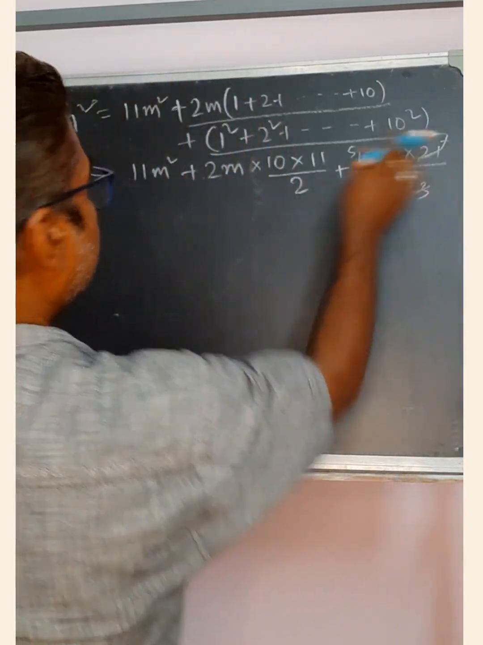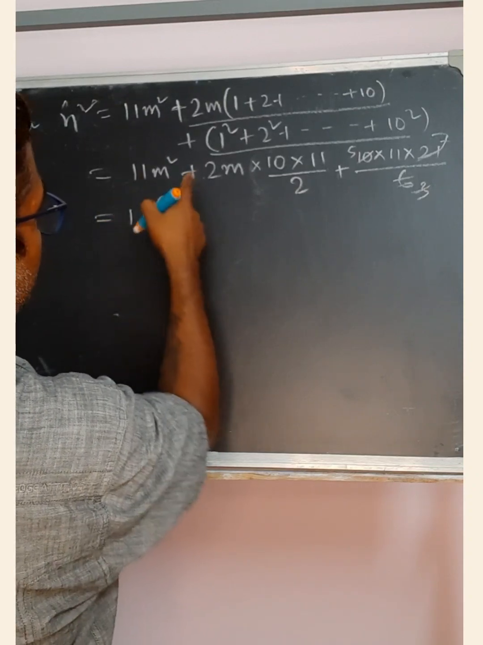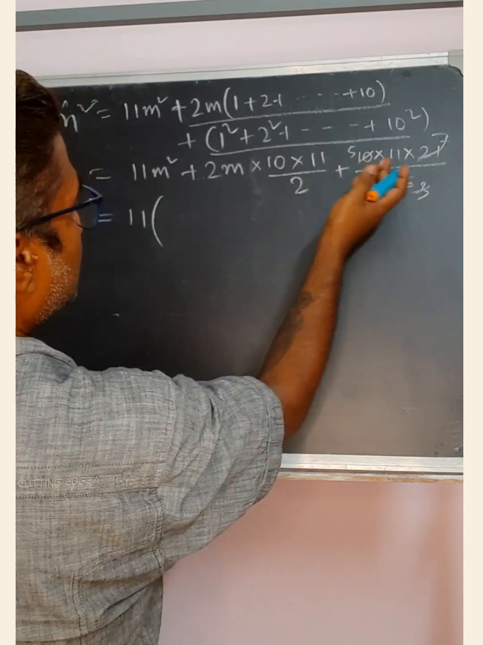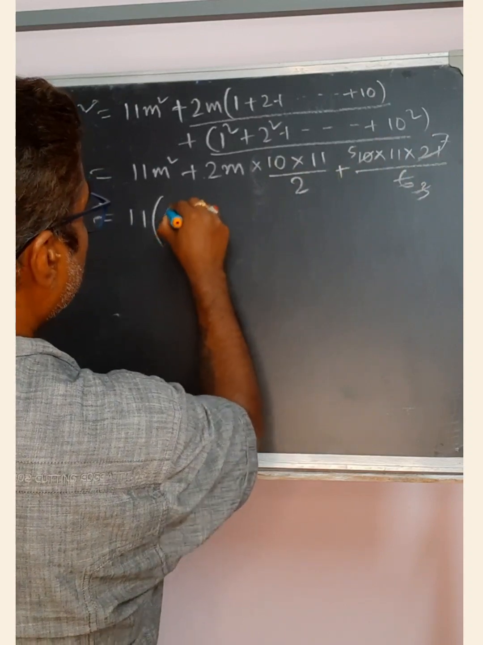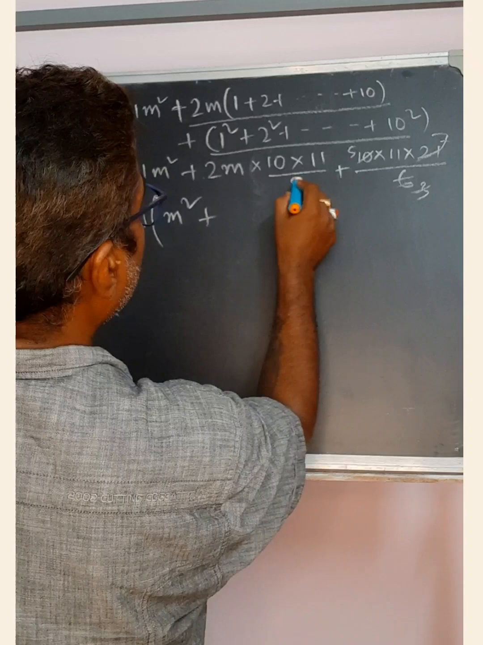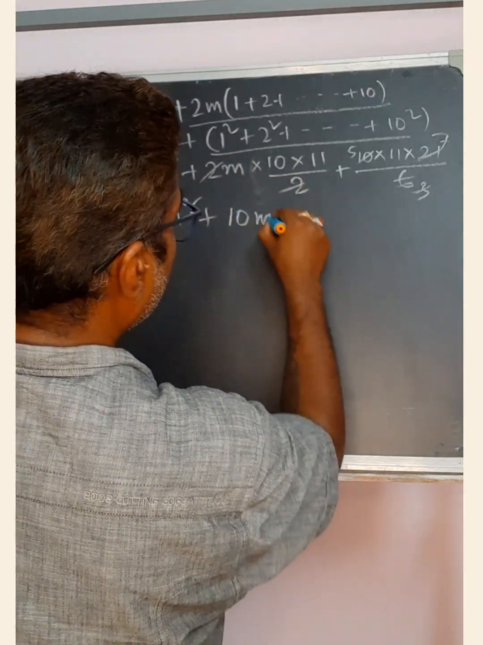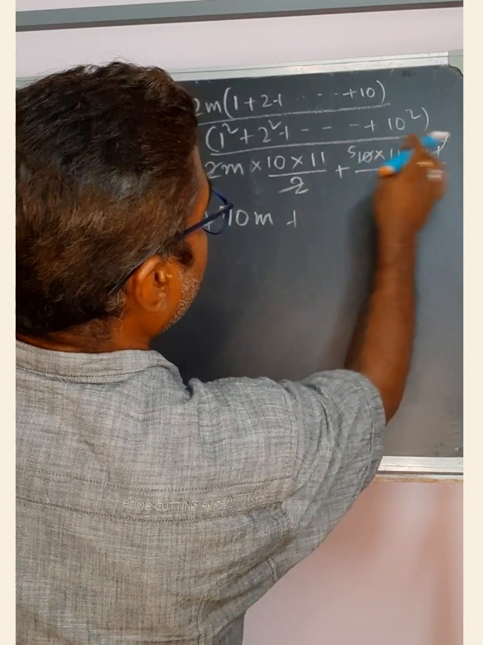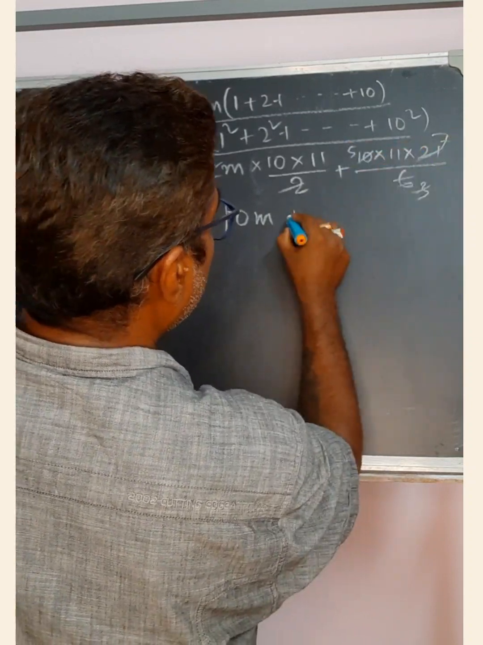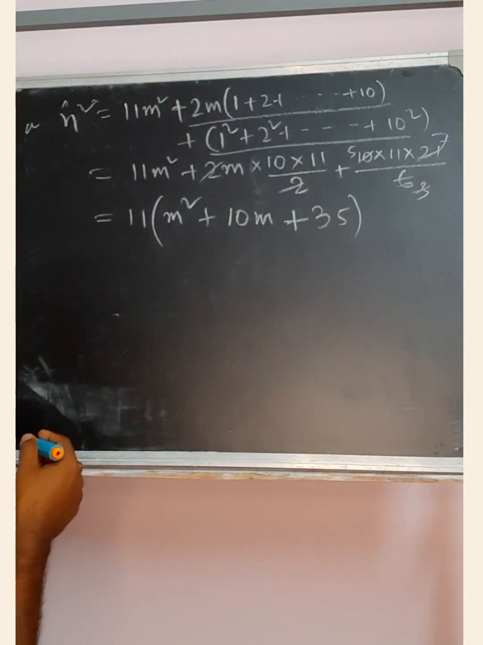So this will become this much. So I will write it. I will take 11 common out of all the terms, because all are multiples of 11. So that will become m square plus, here you can cancel out 2, so 10m plus, here 5 into 7, 35 into 11. So 35 will remain here. So it will be simplest like that.